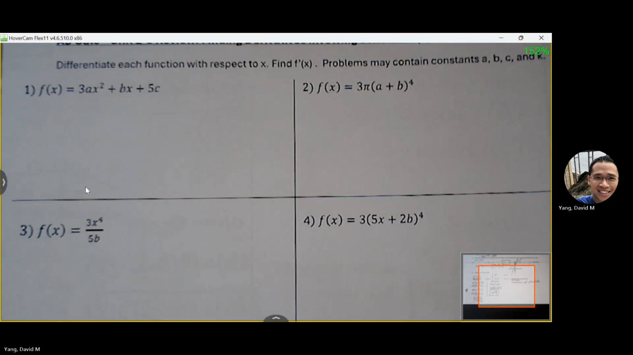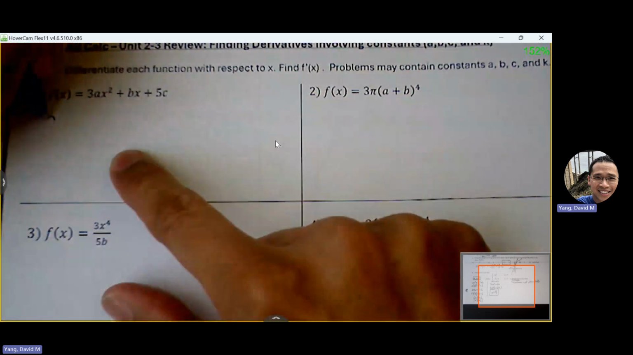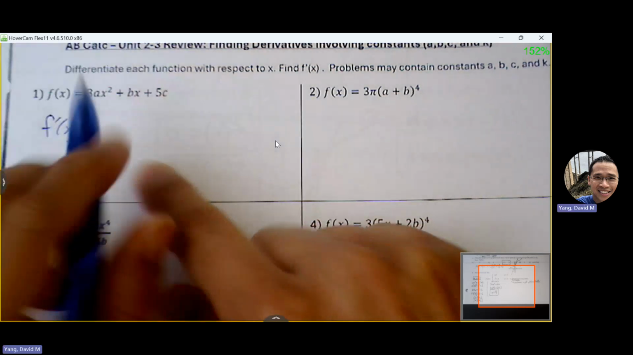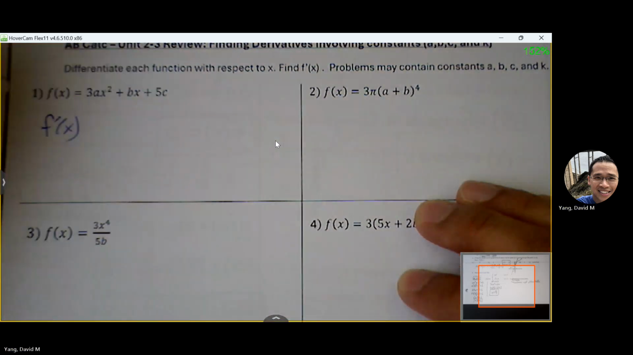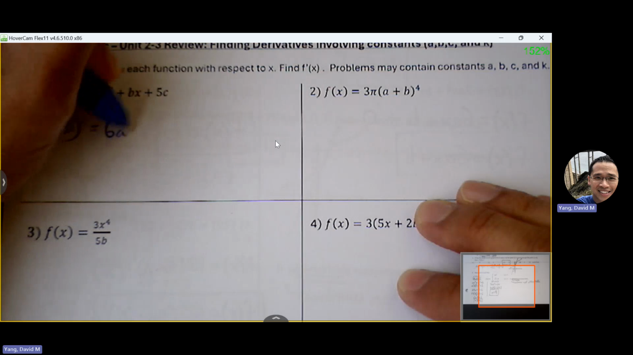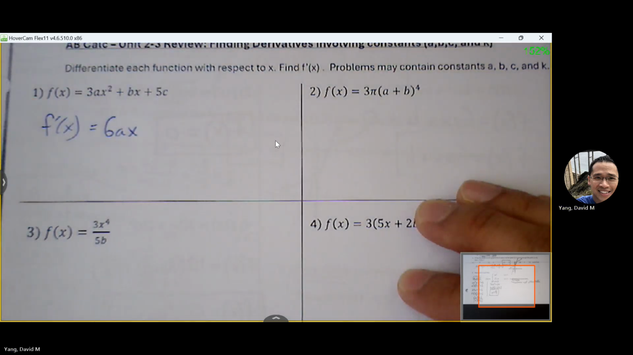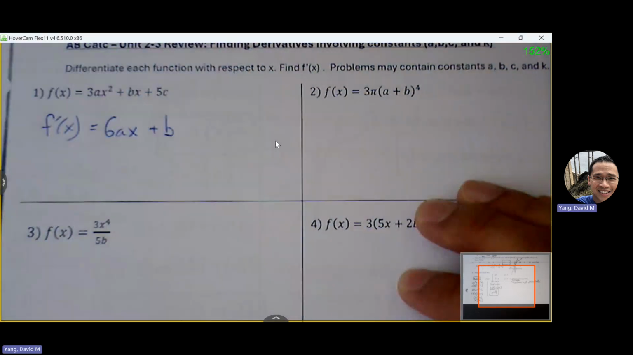I'll do the first two with you and see if you guys can. We may not have time to do all of them, but I just want you to think about treating these ABCs as constants. Number 1: 3ax squared plus bx plus 5c. Let's find the derivative. 3ax squared becomes 6ax. Bx becomes b, and 5c becomes 0.